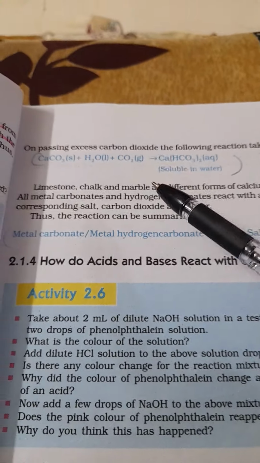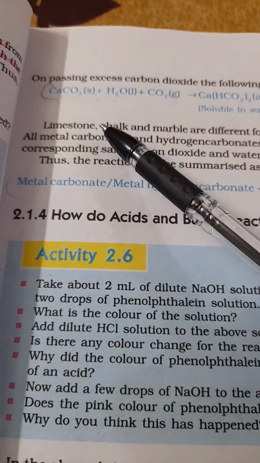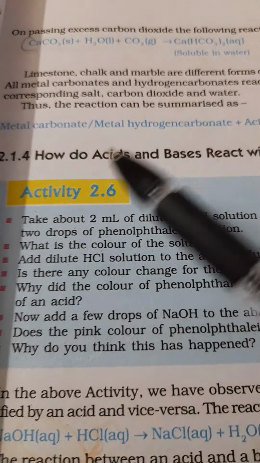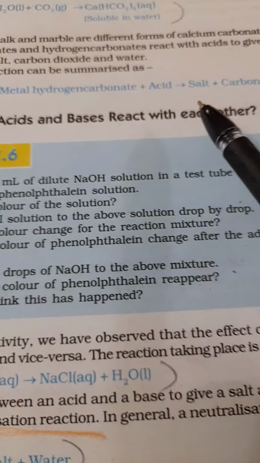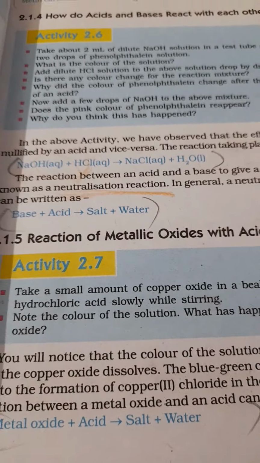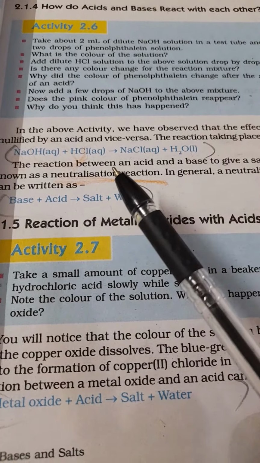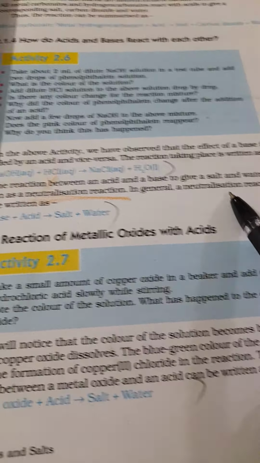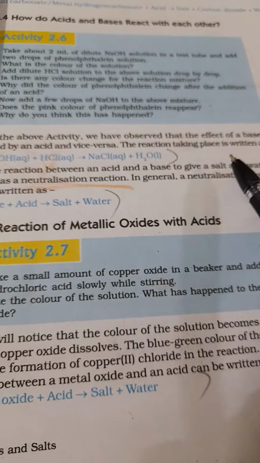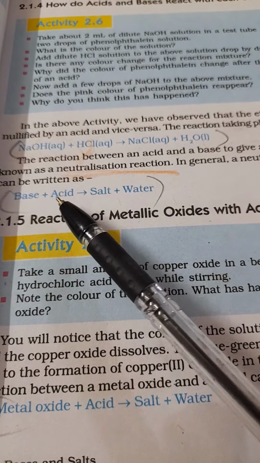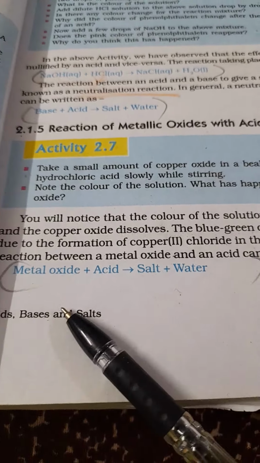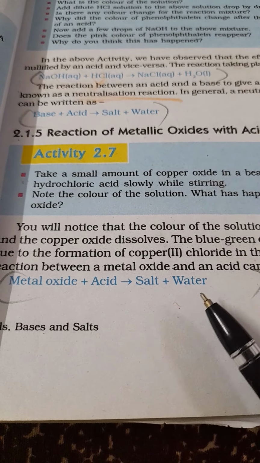Then again if you add more carbon dioxide to CaCO3 and H2O, you get calcium bicarbonate which is soluble in water. Okay, then metal carbonate or metal hydrogen carbonate plus acid will give you salt and carbon dioxide. These 2 products are formed. Now again we saw that an acid and base will generally cancel out the effect of each other, which is called neutralization reaction, that is the effect of the acid or base is cancelled mutually. Now, base plus acid will give salt and water. Now, we saw the reaction of metal oxides with acid, like metal oxide plus acid will give salt and water.